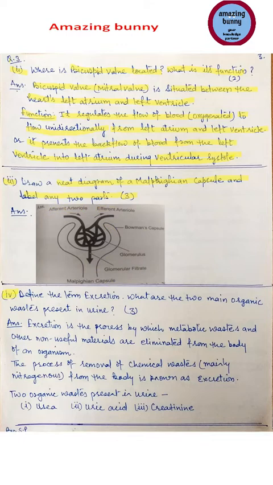Part 4 of question number 3. Define the term excretion. What are the 2 main organic wastes present in urine? Again this question consists of 3 marks.